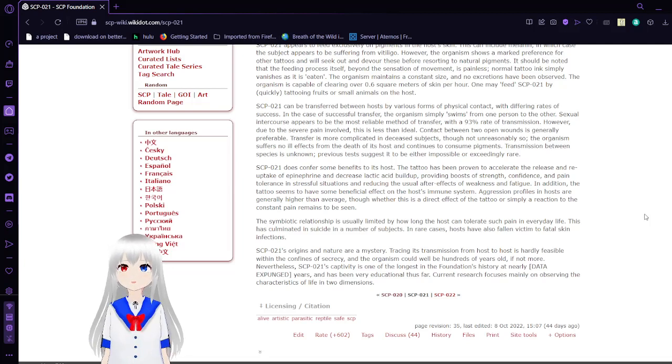So what we have here is a tattoo that will eat your pigments or other tattoos if you have any. Luckily, it's completely contained by the SCP Foundation.